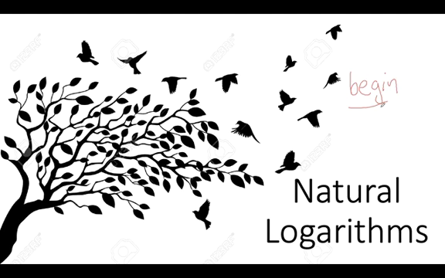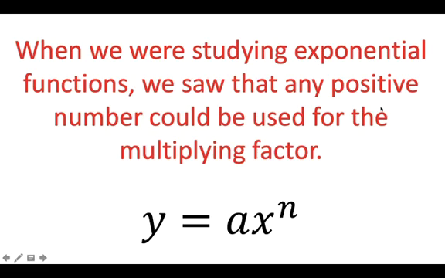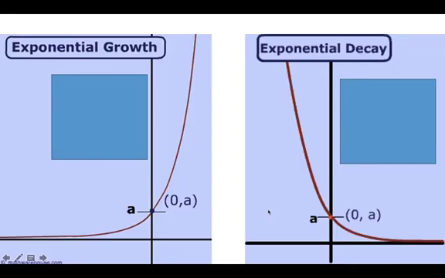So for today's podcast, we are looking at natural logarithms. When we were studying exponential functions, we saw that any positive number could be used for that multiplying factor. We saw down here that this x, the number we plugged in there, could have been anything really. Depending upon what the problem was, this x value could have been greater than 1. It could have been 2 or 3 or 4, and that would have created this graph of exponential growth.